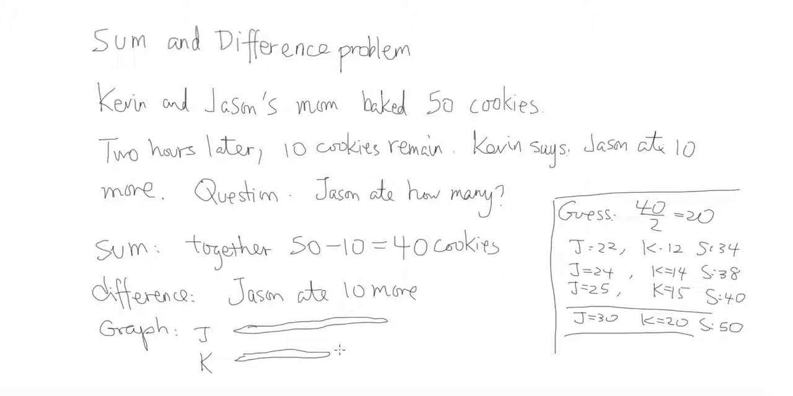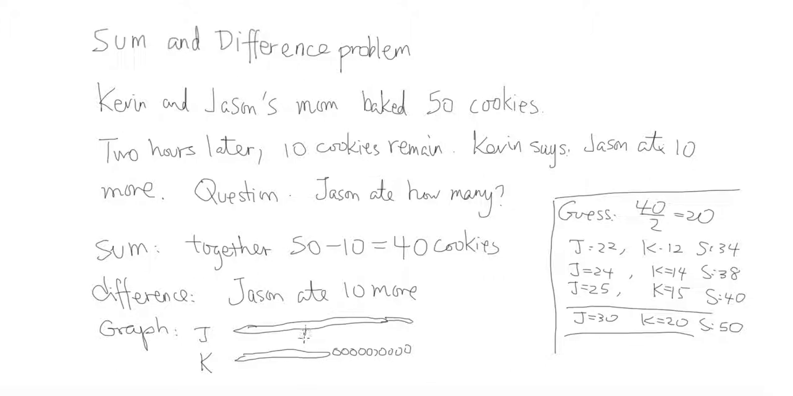Now, what's the difference between Kevin and Jason? Well, Jason ate 10 more cookies, so now you can draw 10 more cookies: 1, 2, 3, 4, 5, 6, 9, 10. Of course, you don't really need to draw 10 circles, but it gives you the idea. Once you have 10 cookies, the amount will become the same. So the idea is to fill up the difference, and now you see what happens. The two lines together will be 40 cookies.